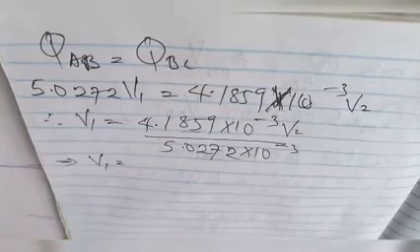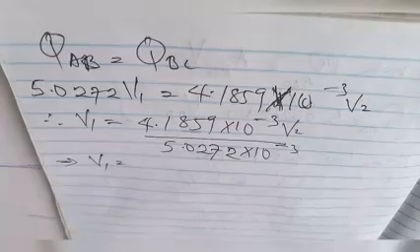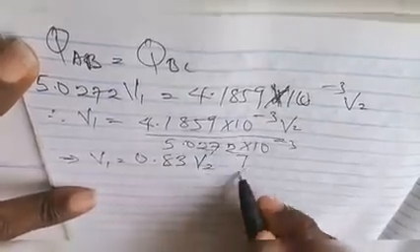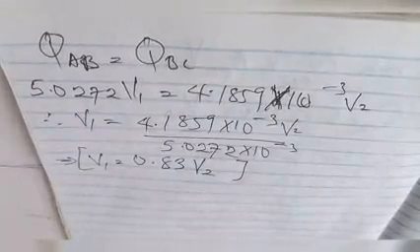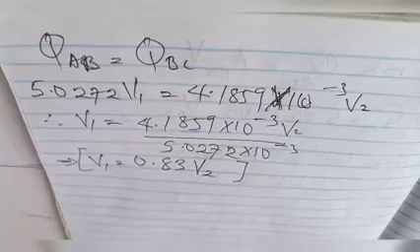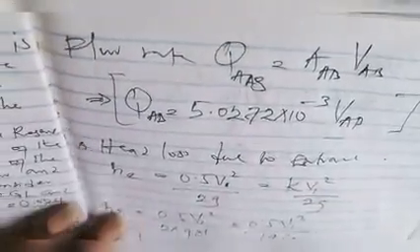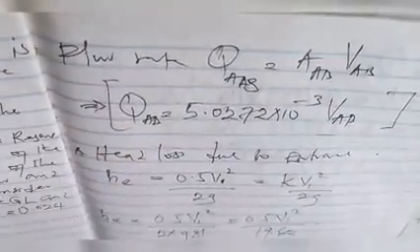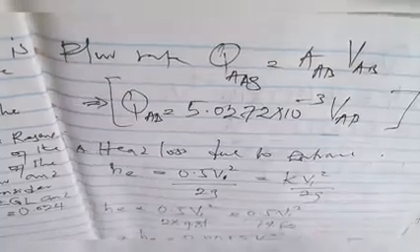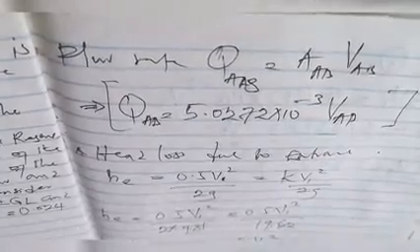Divide by 5.0272 exponential minus 3. So we have that to be 0.83 V2, which means V1 is 0.83 V2. So you keep that equation aside. Now having that for V1, let's look at the head loss due to entrance we just calculated. Considering head loss due to entrance, we obtained, that's the first equation, 0.0255 V1 squared in place of head loss due to entrance. Alright, so we had here 0.0255 V1 squared, but we know what V1 is.